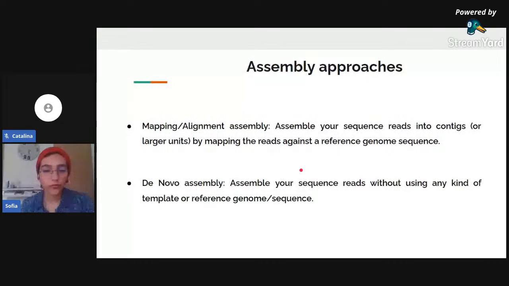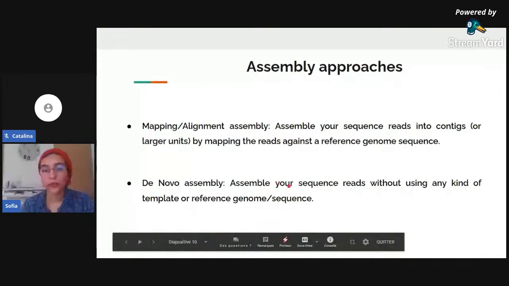So there are two major approaches of assembly: the mapping alignment assembly, or the de novo assembly, and this relies on whether a reference genome sequence exists or not. For the mapping assembly, you just assemble your sequence reads into contigs by mapping the reads against a reference genome sequence. While in the de novo assembly, we assemble our sequence reads without using any kind of template or reference genome sequence, so it's kind of going from scratch.